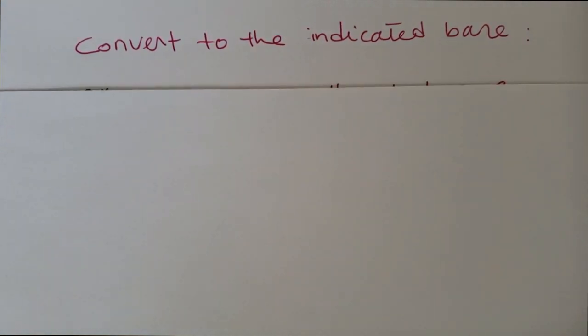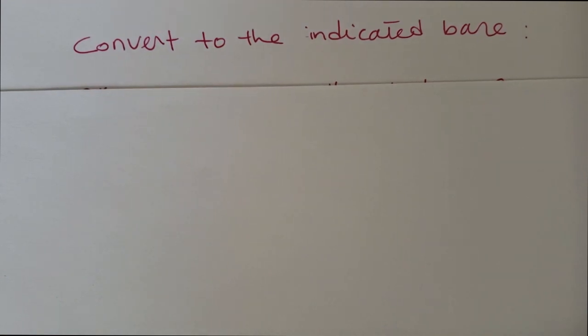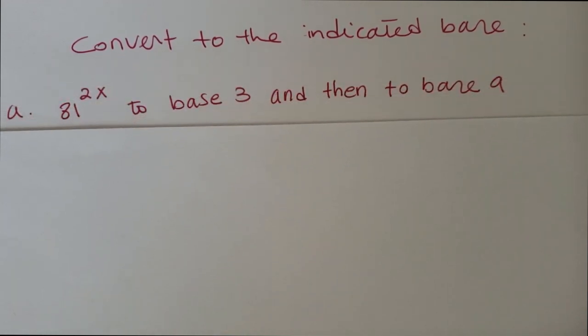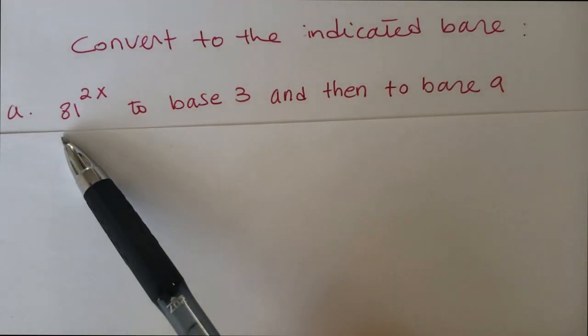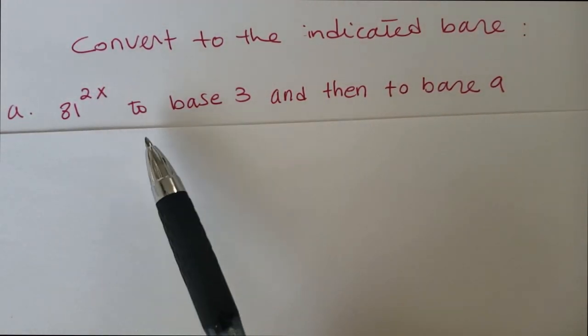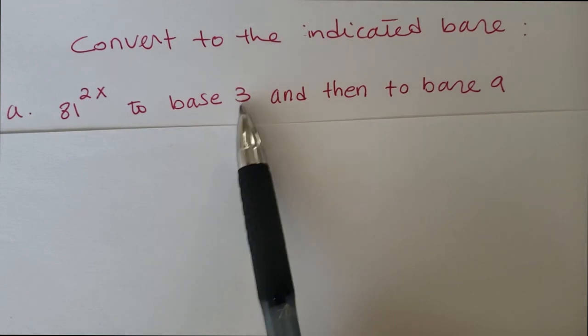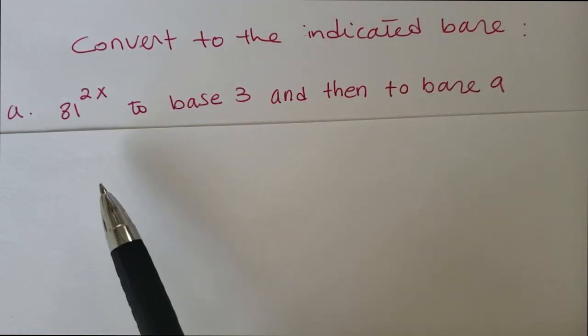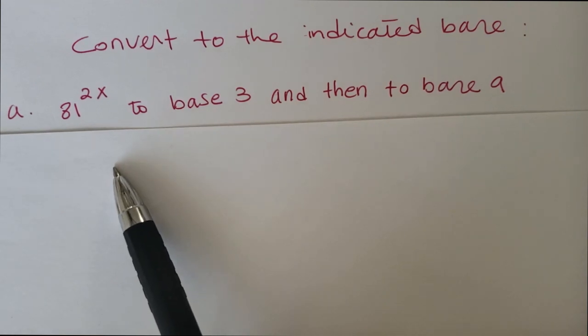So right now, I'm giving you some examples and I want you to convert to the indicated base. Let's say the first one is 81, which is the base, raised to the power 2x. 81 is the base, 2x is the exponent, and I want you to change the base once to 3 and the other time to 9. Okay, so let's do it together.